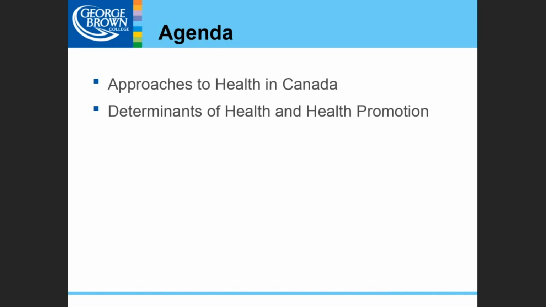And then we're also going to look at the determinants of health. What is a determinant? What are social determinants of health? And when we examine the determinants of health, we're going to talk a little bit about health disparities. And then we will finish by talking about health promotion. And lastly, at the end of class today, I will talk to you guys just briefly about your in-class assignment next week.